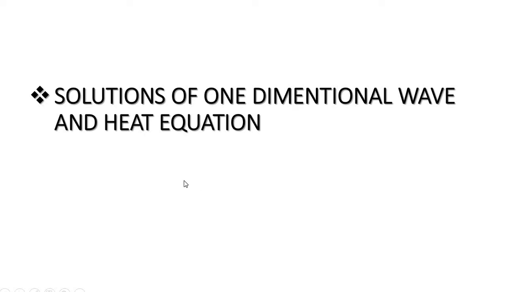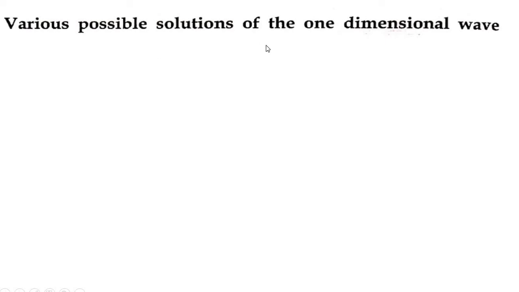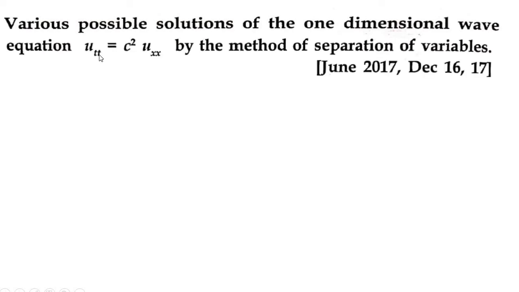To find the solution of the one-dimensional heat and wave equation, we need to obtain various possible solutions of the ordinary differential equation by taking a constant equal to 0, positive and negative. So let us know about that. Various possible solutions of the one-dimensional wave equation. This is the one-dimensional wave equation formula. So just remember this. The derivation of this one-dimensional wave equation will be taught in my next video.